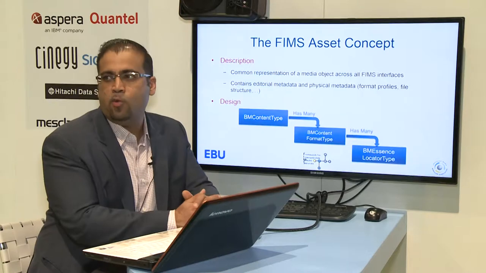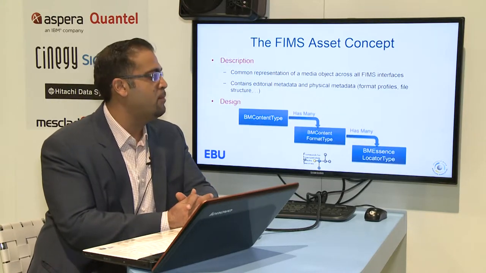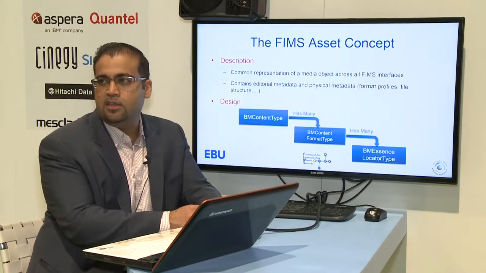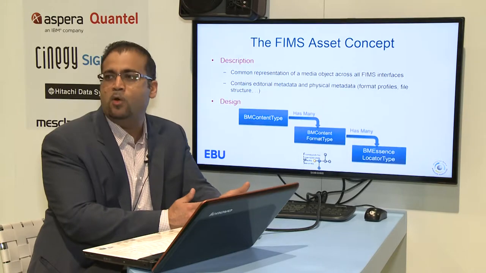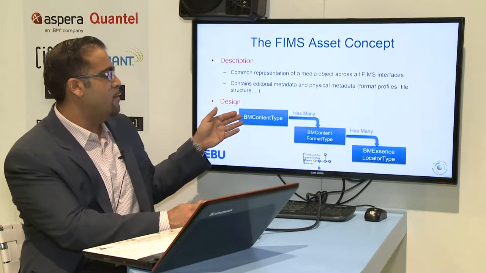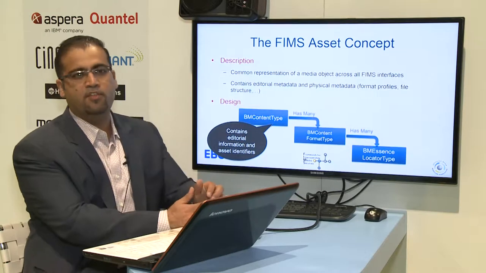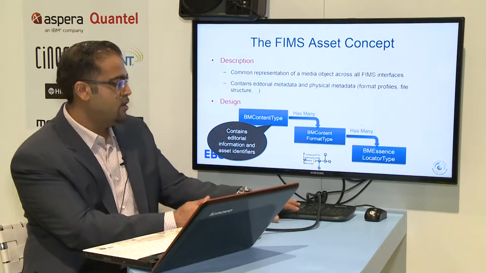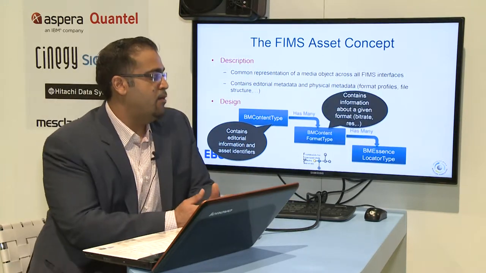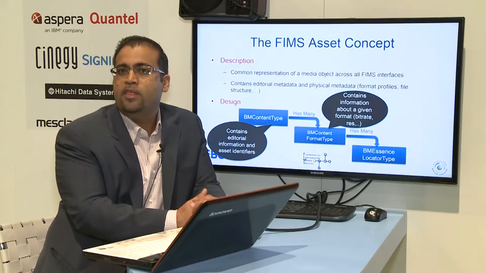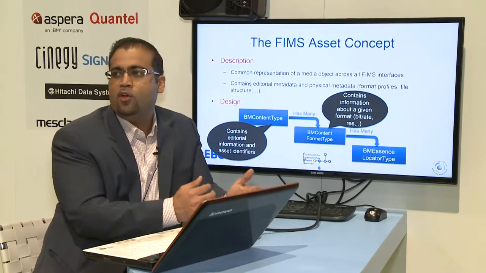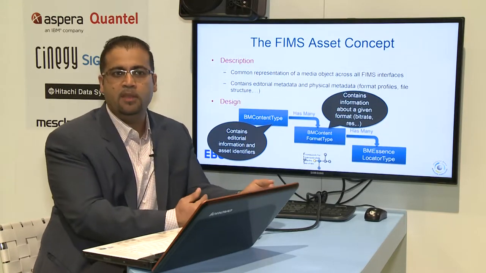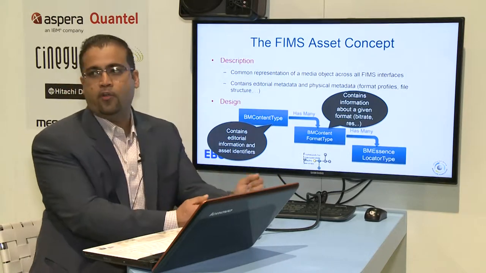So FIMS 101. In FIMS 101, what do I mean by that? You have a basic concept of representation of an object. An object is a BMO. The BMO is composed of a hierarchy. You have the metadata, which is going to be inside of the BM content type, which has the editorial information and the asset identifiers. You then have the information about the content that's within the asset. So as I said, a video could be Obama walking with the China president. That could be the title and the editorial information.